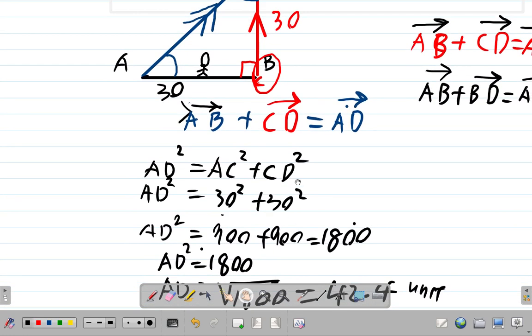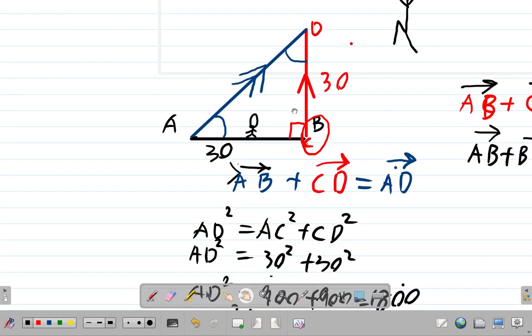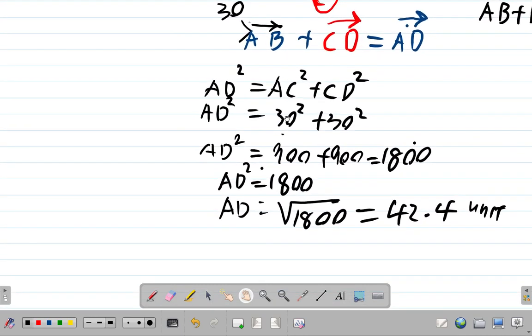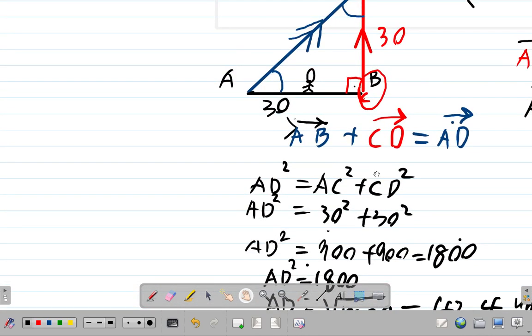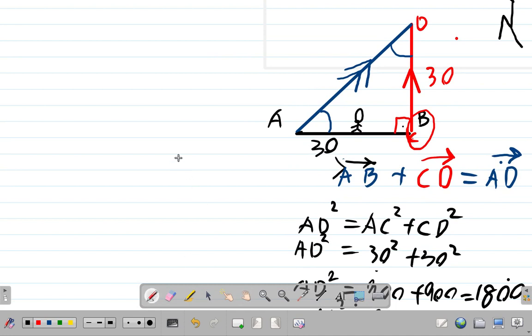Now, I'm going to also encourage you to find these angles. It's going to be an isosceles triangle. You know this is 90 already. Find these two angles. And I want you to work this question out again by another method.